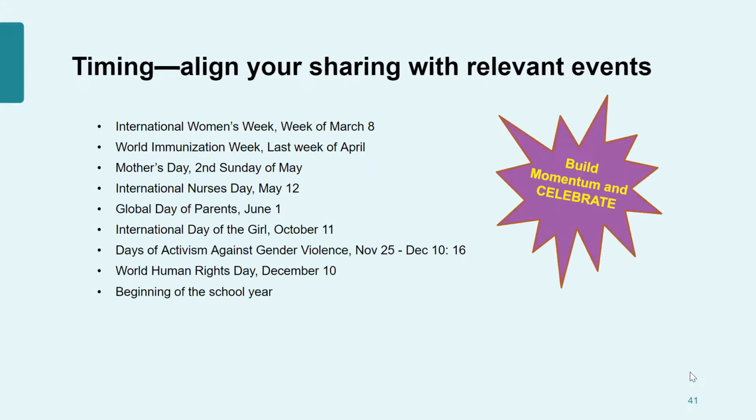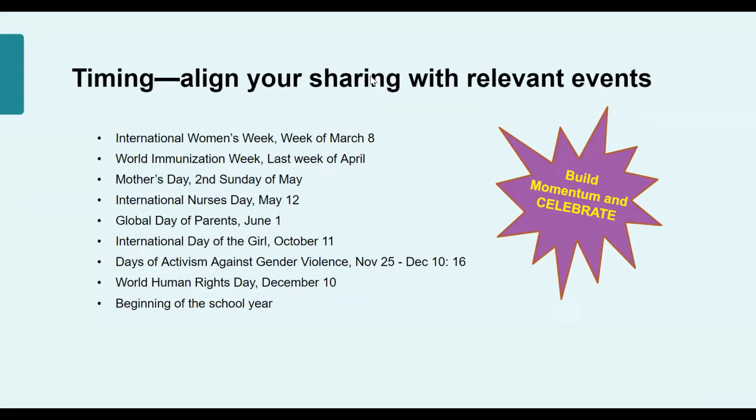Next slide, please. So here are just a few dates that are on global calendars that I wanted to remind you of. And as you're doing your work, think ahead about how you might build on existing calendar opportunities and really make a celebration of the gender and immunization efforts that are happening. You'll note that the last one is the beginning of the school year. That's always a busy time, but also a very good time to remind people about the importance of making sure their children, regardless of age, are safely vaccinated. Next slide, please.